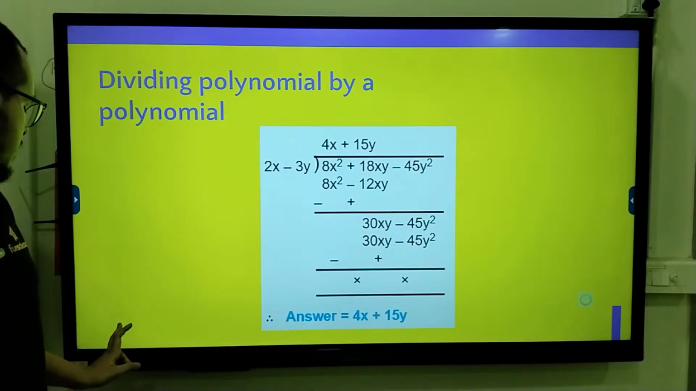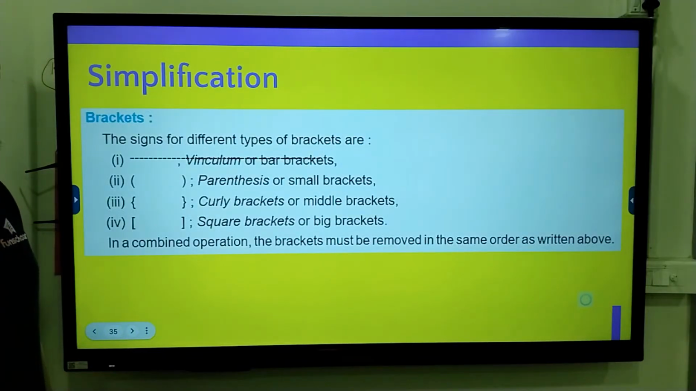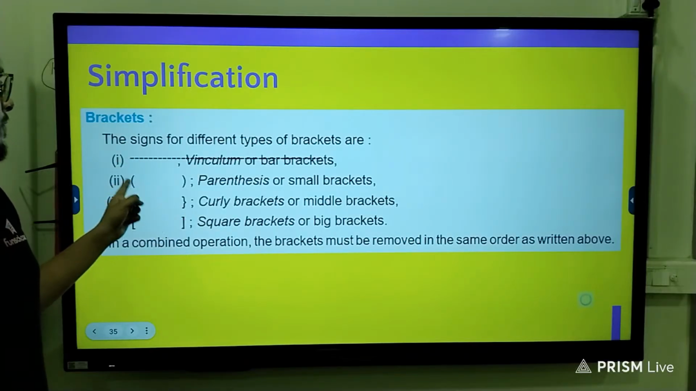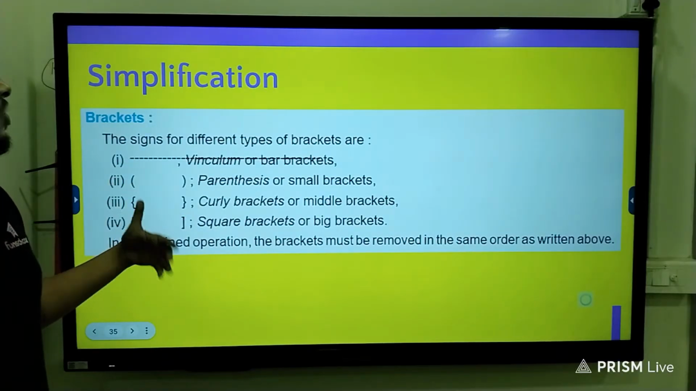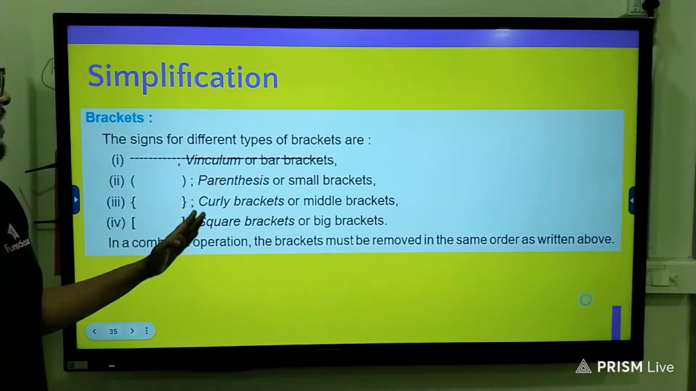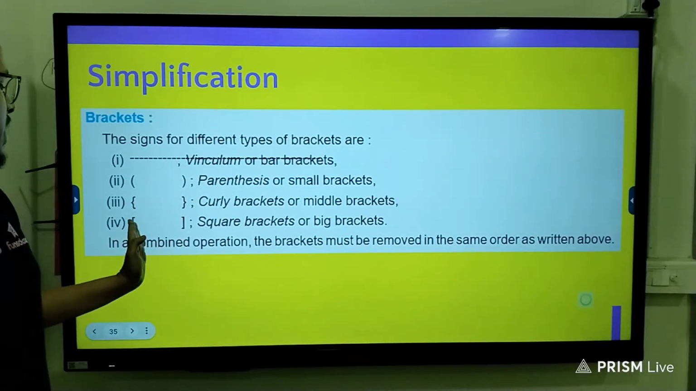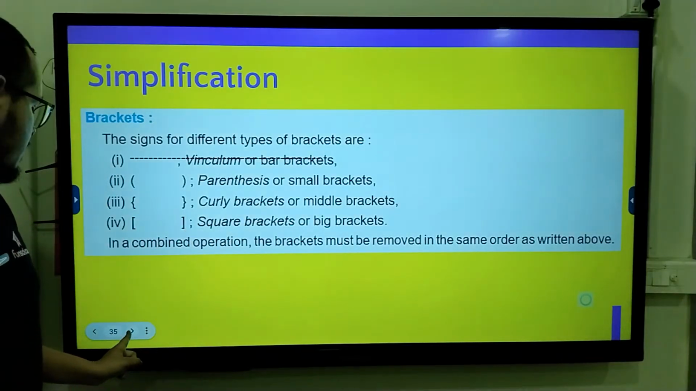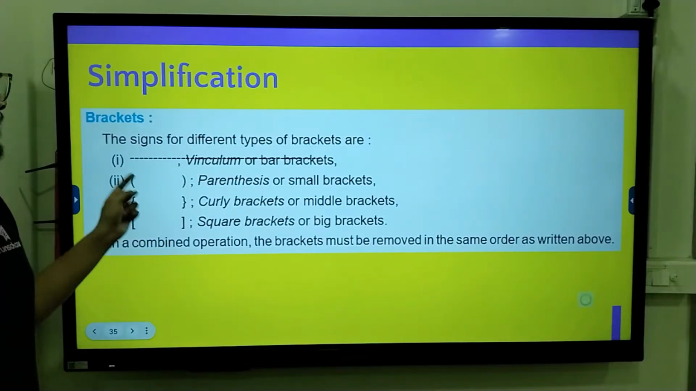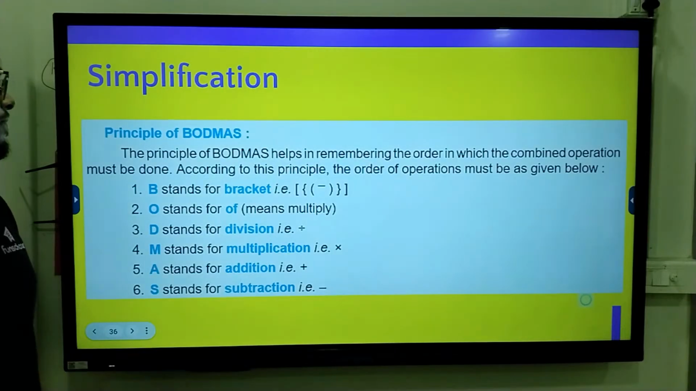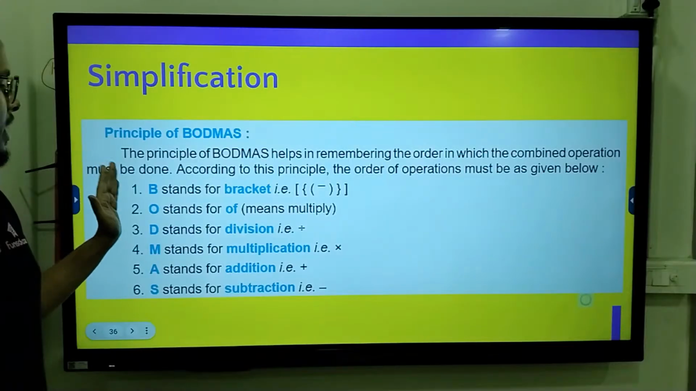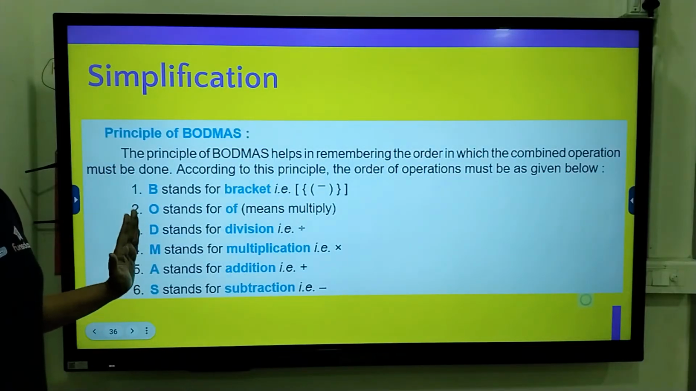Okay, next. Now, signs that are pretty much signs which you all know. First bracket, second bracket, third bracket. It is also not called that, it is called parenthesis, first bracket, curly brackets or middle brackets, and square brackets or big brackets. We'll be removing these in order. First we're removing parenthesis, then curly, then square, like that. Similarly, we already know what BODMAS rule is: bracket, of, division, multiplication, addition, subtraction.